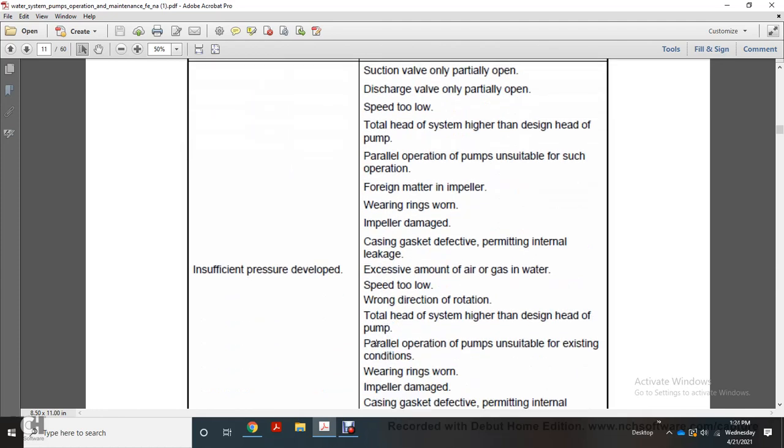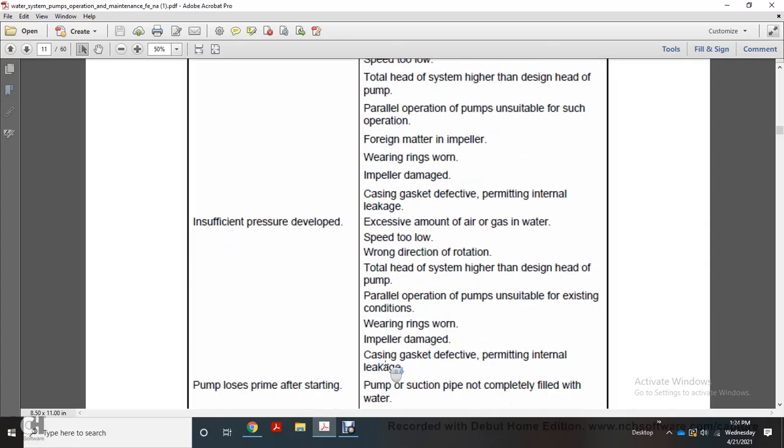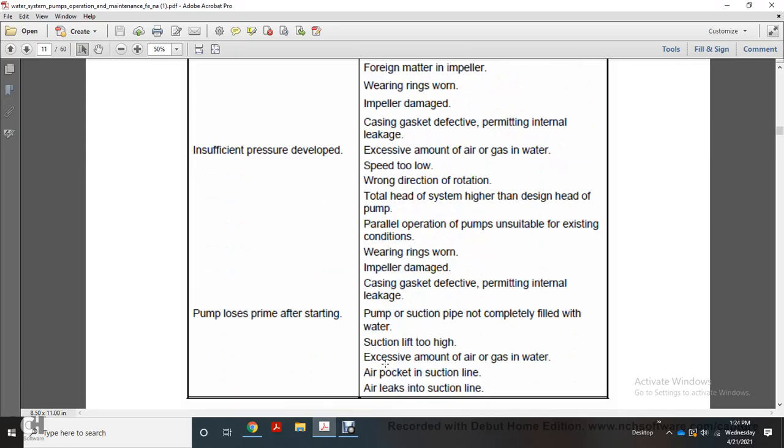Problem: insufficient pressure developed. Possible causes: excessive amount of air or gas in the water. Speed too low. Wrong direction of rotation. Total head of the system higher than the design head of the pump. Parallel operation of pumps unsuitable for existing conditions. Wearing rings worn and impeller damaged. Casing gaskets defective, permitting internal leakage.